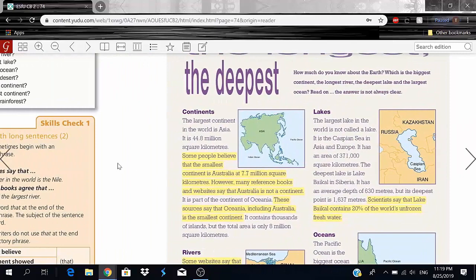Lakes. The largest lake in the world is not called a lake. It is the Caspian Sea in Asia and Europe. It has an area of 371,000 square kilometers. The deepest lake is Lake Baikal in Siberia. It has an average depth of 630 meters, but its deepest point is 1,637 meters. Scientists say that Lake Baikal contains 20% of the world's unfrozen fresh water.